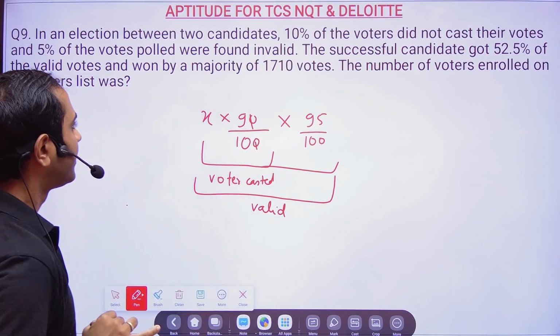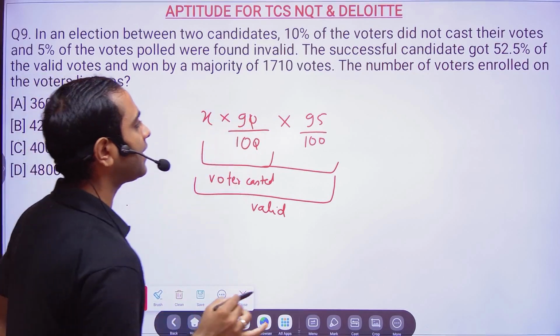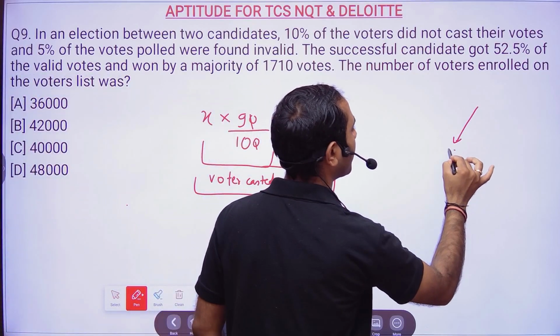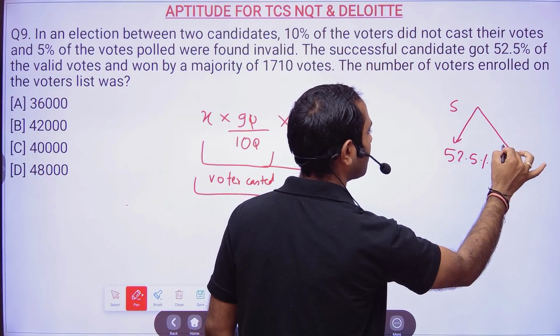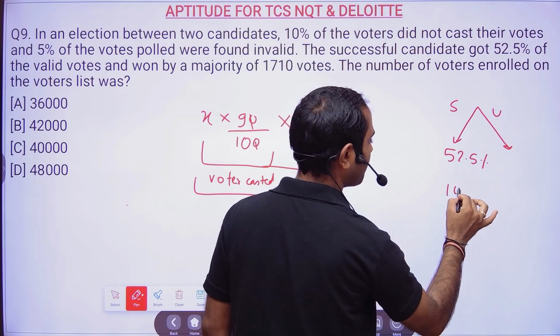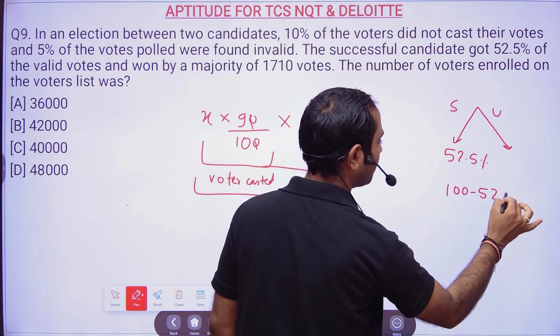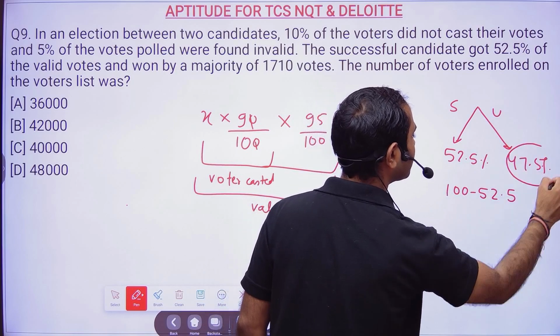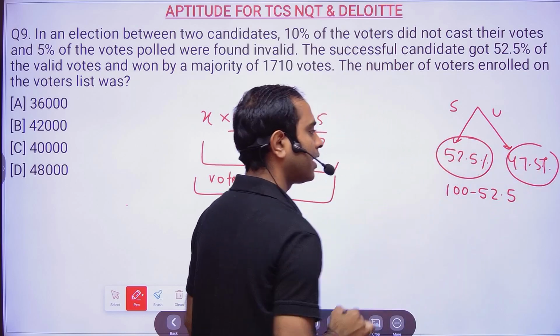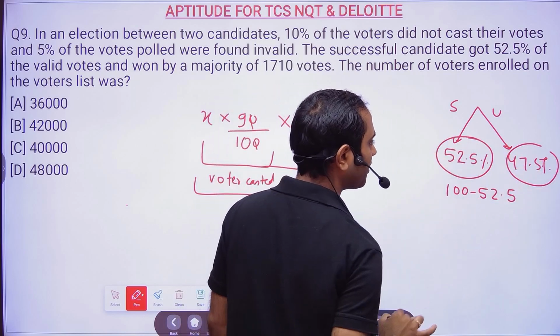Okay. Now they're telling the successful candidate got 52.5% of the vote. So this is successful. So what about unsuccessful? So 100 minus 52.5, so it will be 47.5%. So the unsuccessful got 47.5 and successful got 52.5.